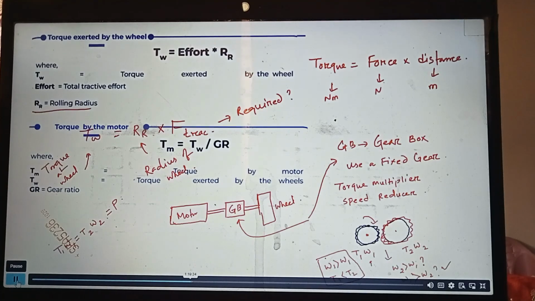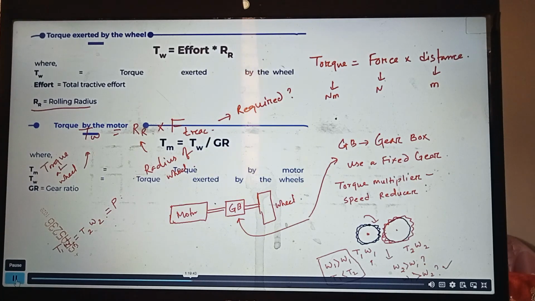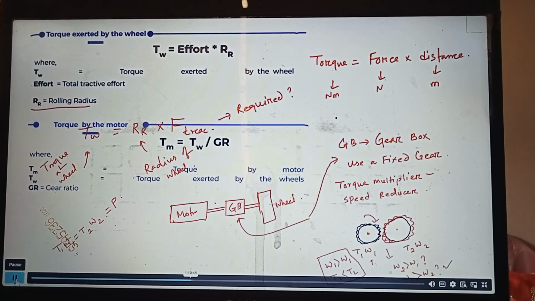Power cannot be increased or decreased. I'm assuming a 100% efficient system, so power has to be balanced. So if a gear arrangement is increasing the torque, that means at the same time it will reduce the speed, right? So the gear arrangement used in an electric vehicle is basically a torque multiplier.